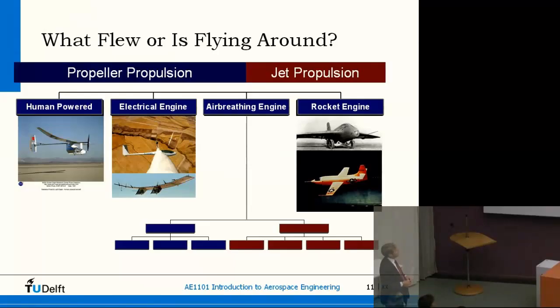For jet propulsion, we have the air-breathing engine. We're going to look at that later, but we also have, of course, rocket engines, in which you do not accelerate air, but you burn something to create a gas that you accelerate.